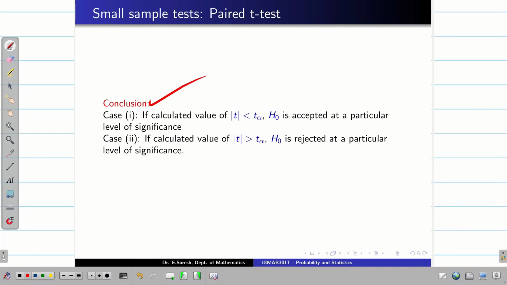As usual, we can write the conclusion. If the table value is bigger than the calculated value, then say H naught is accepted. If the table value is less than the calculated value, then H naught is rejected.